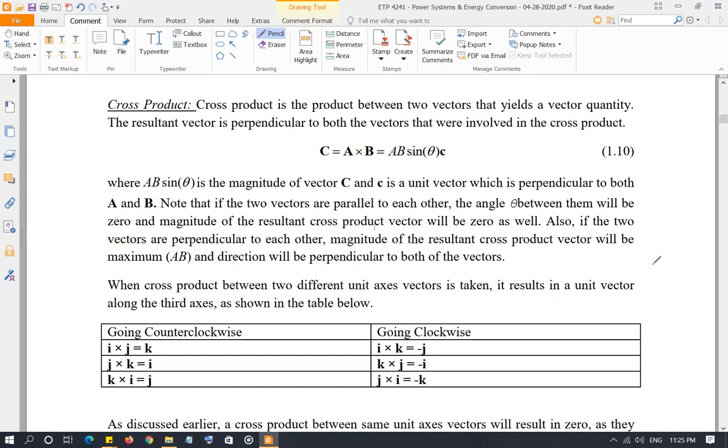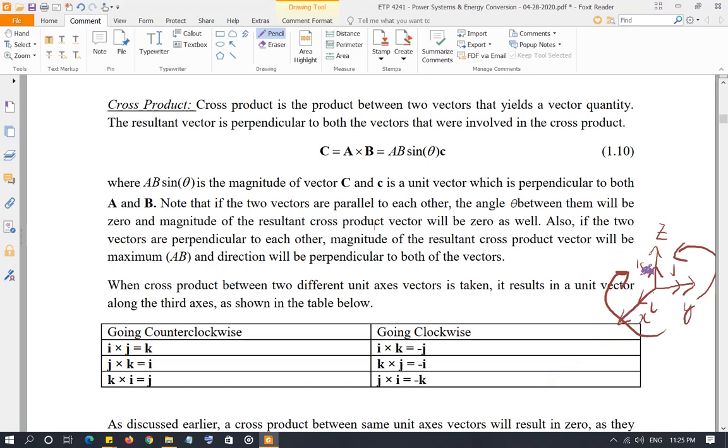Okay, so based on our notation of earlier, this is your x, this is your y, and this is your z. So this is vector i, this is vector j, and this is vector k. If you're going in this direction, counterclockwise, i cross j is k, j cross k is i, and k cross i is j.